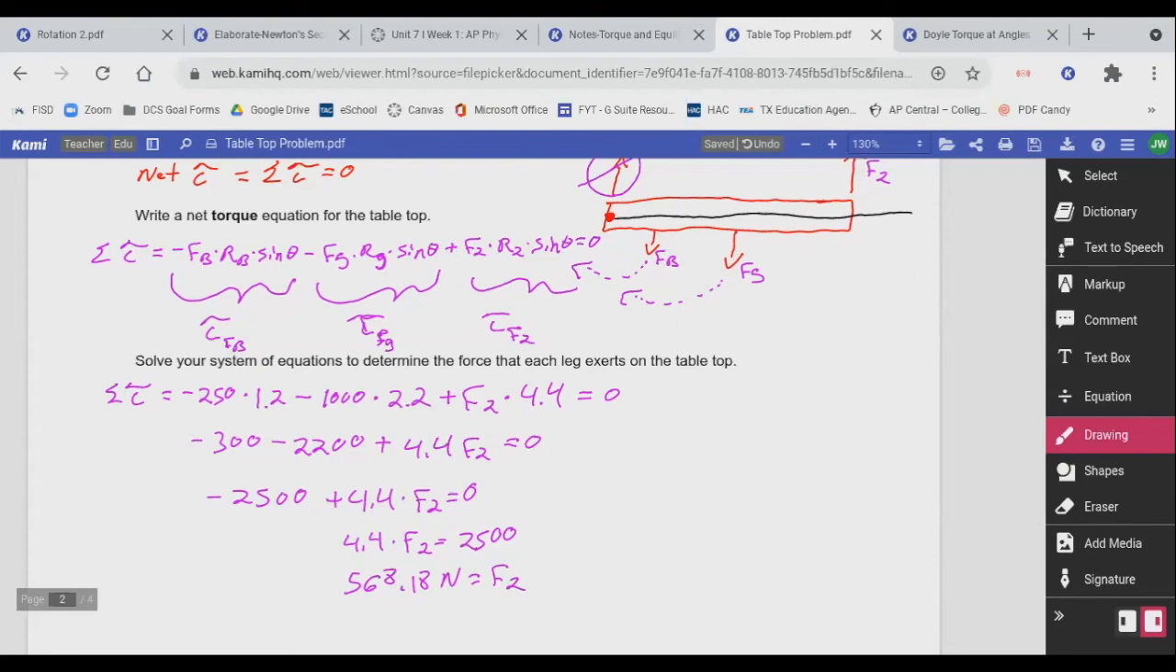It's not terrible. Solve your system of equations to determine the net force. Okay, perfect. We have 568.18 newtons equals force of 2. And this is assuming I didn't make any silly math errors along the way.